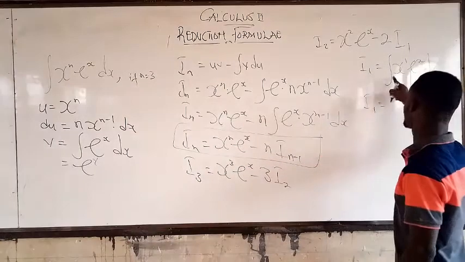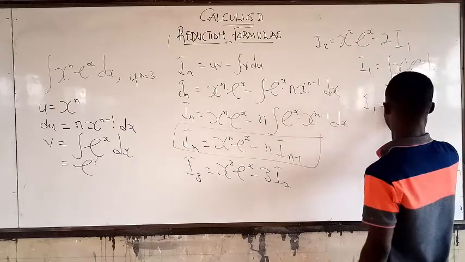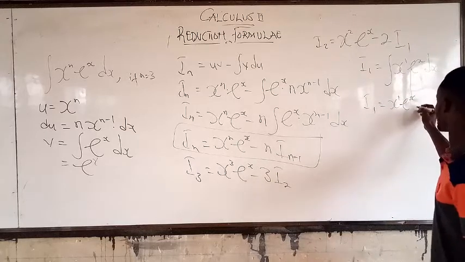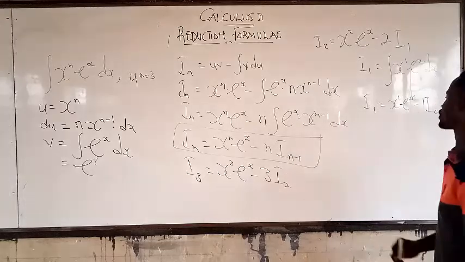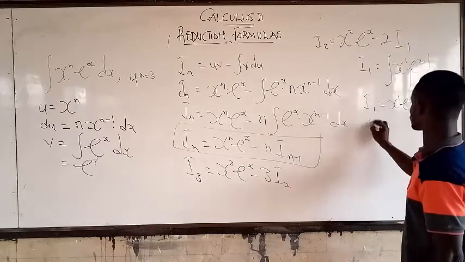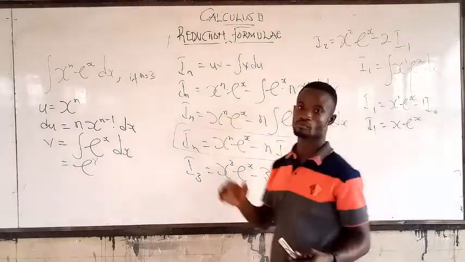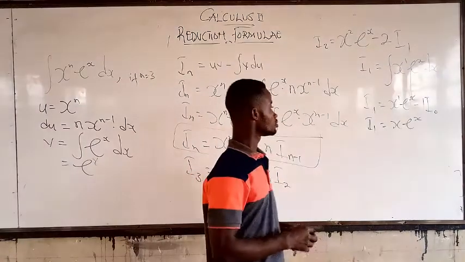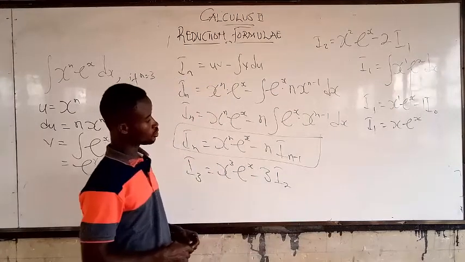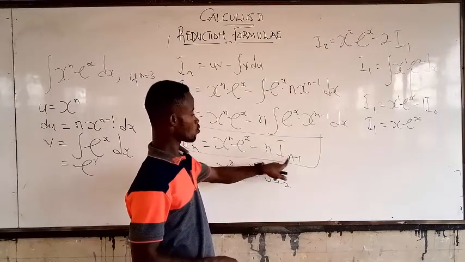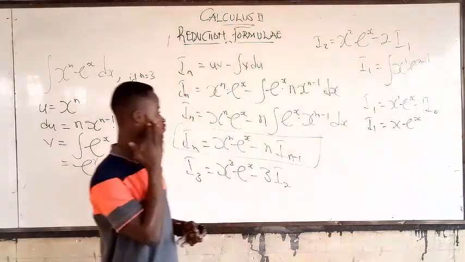So when you see n, put 1 there. So x to the power 1 e raised to the power x minus 1 I1 minus 1 I0. So this part will go. So I1 is equal to x e raised to the power x. Alright, so 1 minus 1, that is 0. And that's what you are going to have for them.